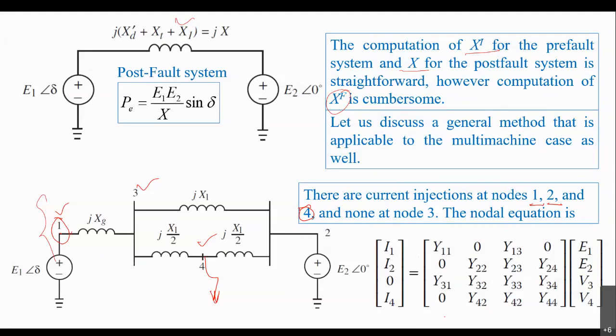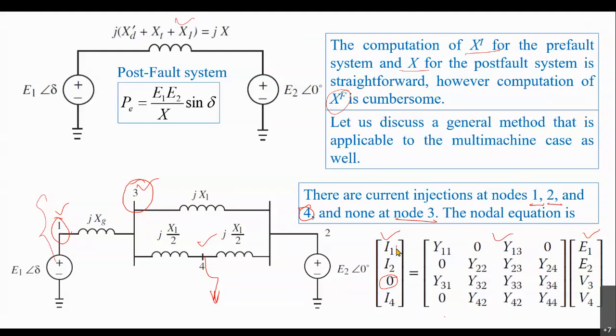But if you see the current injection at node 3, it is 0, because whatever current is coming here, it will go through these two branches. Or if it comes through this, then it will go this way. So the net current injection is 0 at bus number 3. Therefore I can write the current equation in terms of Y bus and voltage. So I3 will be 0. The rest of the terms are non-zero: I1, I2 and I4.